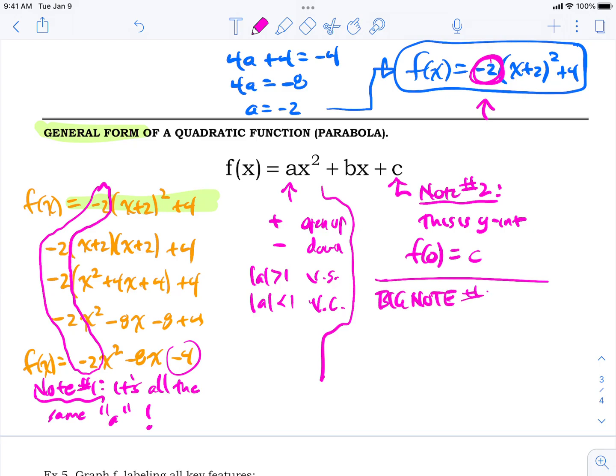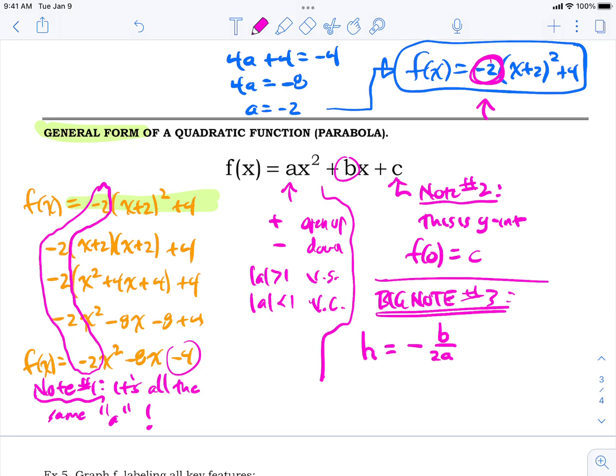Number 3. See this B here? By itself, it's not particularly useful, unfortunately. But it's related to the vertex in this way. You can find the h part of the vertex anyway. That would be the x-coordinate of the vertex. Using this formula: negative b divided by 2a.